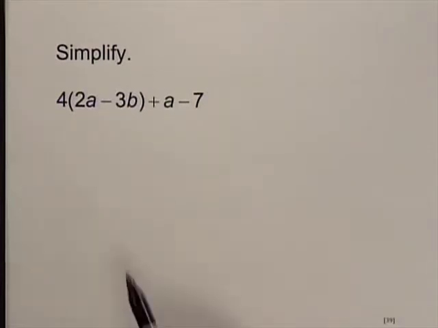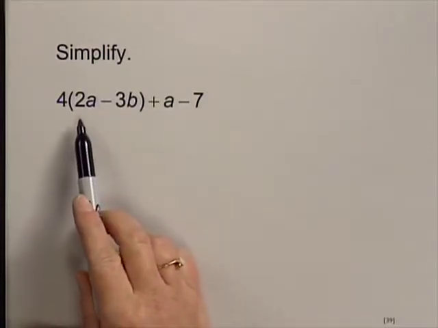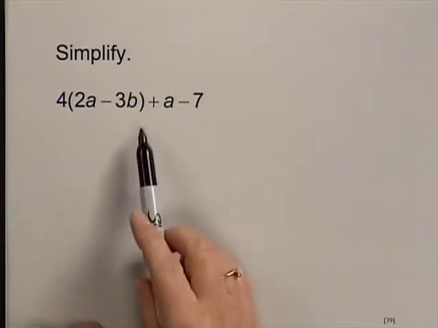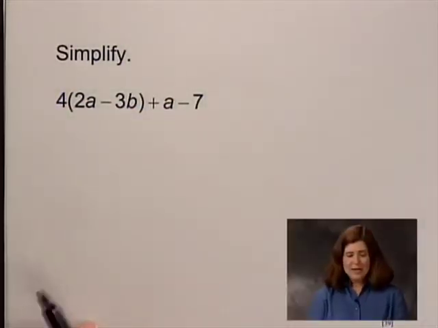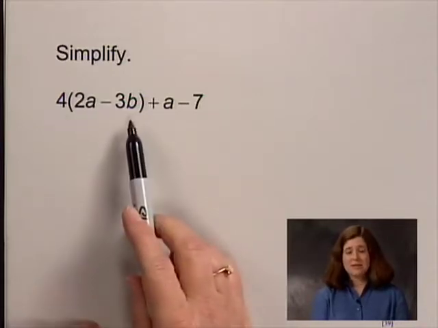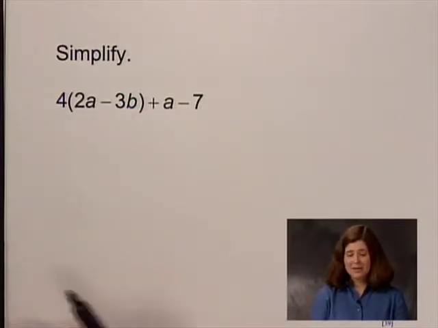In this problem, we're asked to simplify an expression that contains parentheses. We're going to simplify the expression 4 times the quantity 2a minus 3b, plus a minus 7. When we get done, our expression should not have the parentheses, and any like terms should be combined.